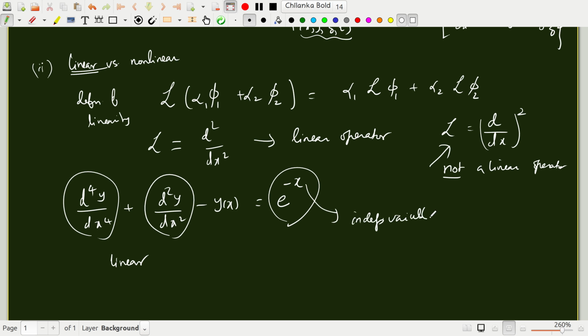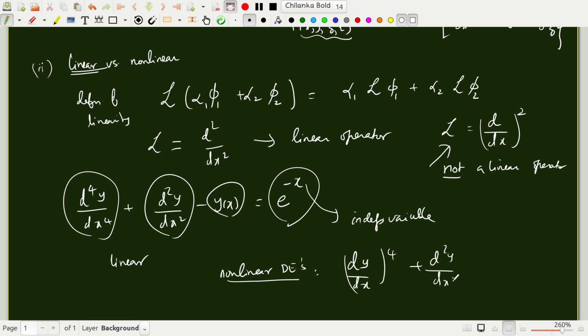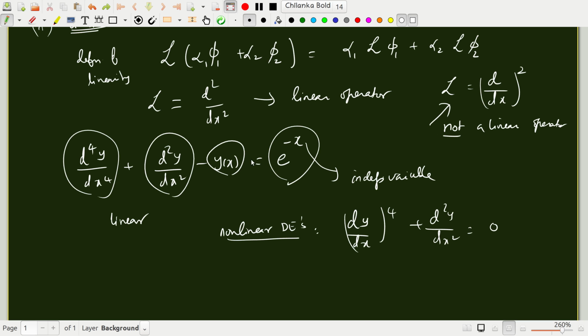So linearity or nonlinearity is decided only based on whether your unknown function or the dependent variable occurs linearly or non-linearly. Anything that is not linear is non-linear. So for example, non-linear ordinary differential equations can appear like this: (dy/dx)^4 + d²y/dx² = 0 or something like that. Here you have the derivative appearing to the power 4, so it's non-linear, right?